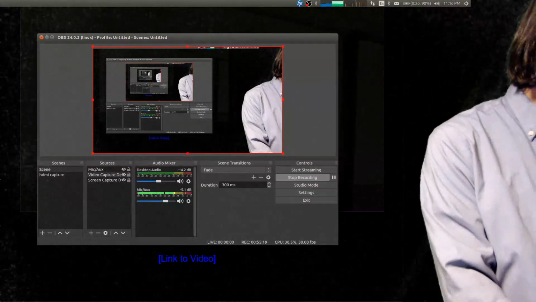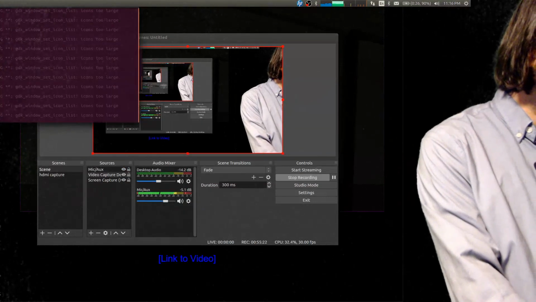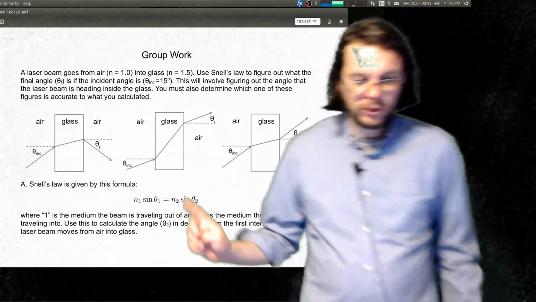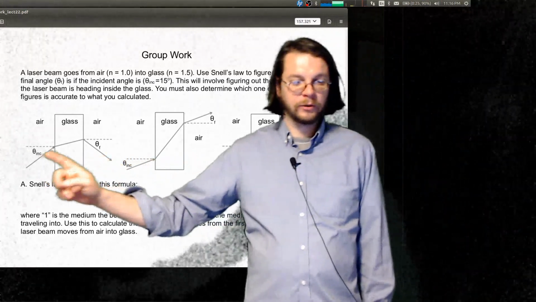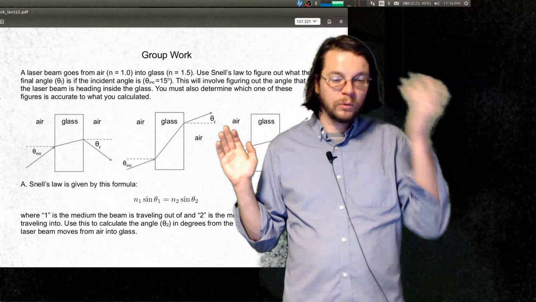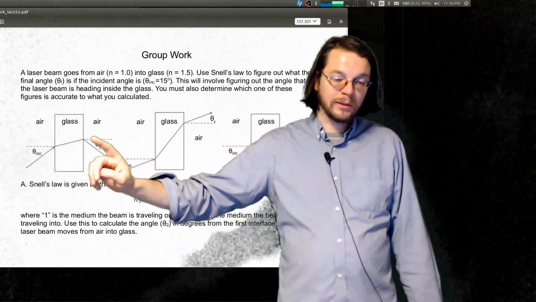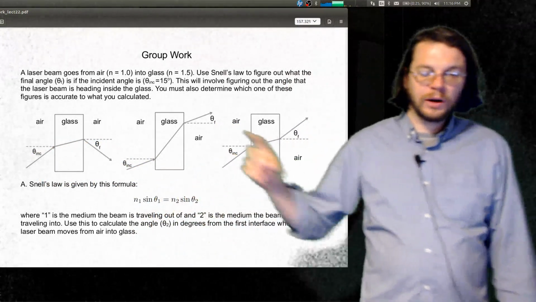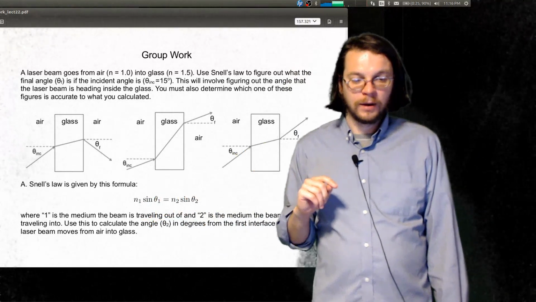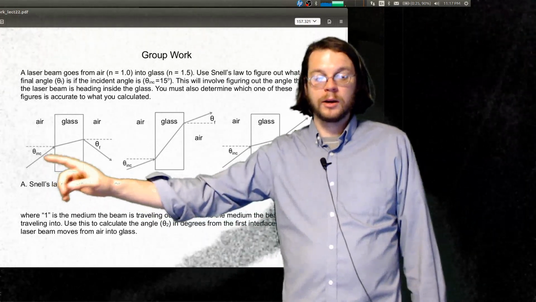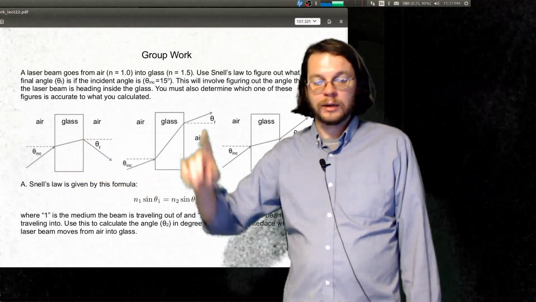So I hope that's a good introduction to the topic. What I'm going to do now is just briefly show you the worksheet for today. The worksheet involves going from air to glass to air, which is basically a window, right? Any window involves air on one side, glass in the middle, and then air on the other side. The first thing you need to do is figure out which one of these things is correct. And through the course of this worksheet, we're going to apply Snell's law at each interface and try to figure out the angle at the other end.